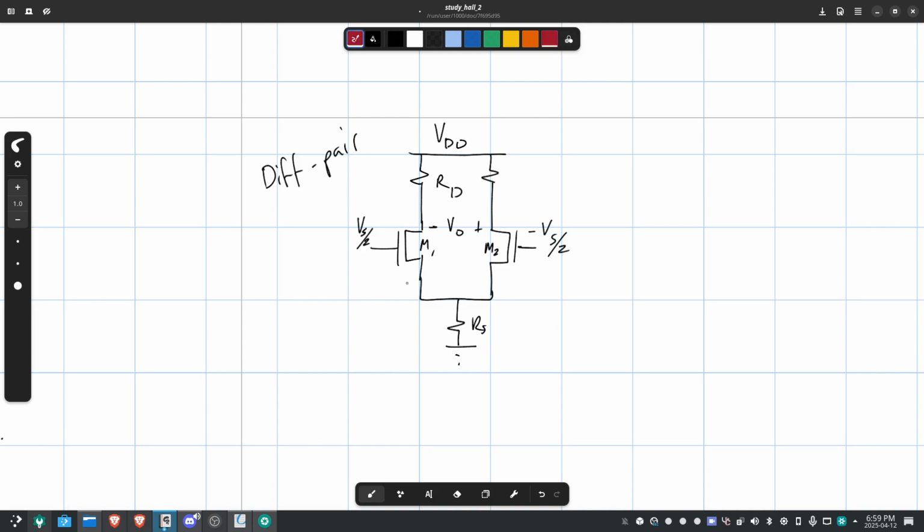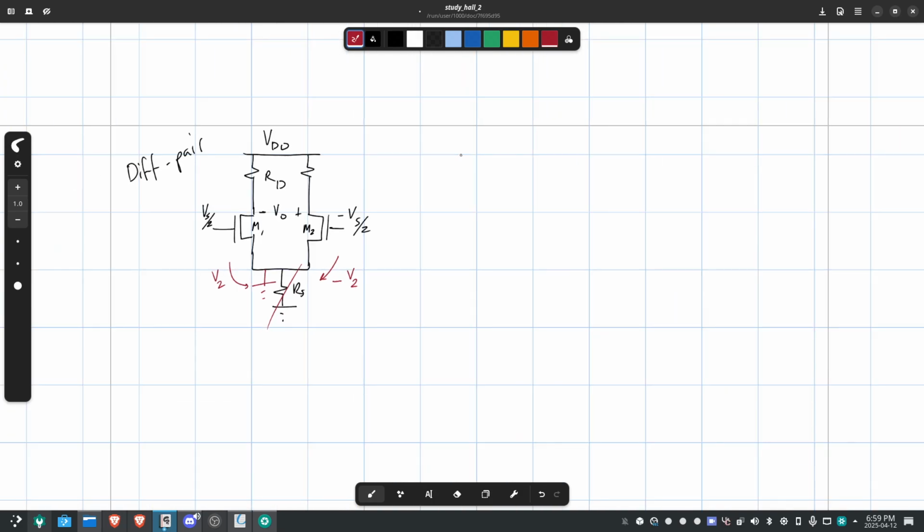Remember what happens here. We're going to have some voltage coming down here. We're going to call it V2. And we're going to have some voltage coming down here. This is going to be negative V2. They're going to be equal and opposites. They collide, nothing. This goes straight to ground. And we're also operating in AC, so we simplify everything into AC. This goes to ground.